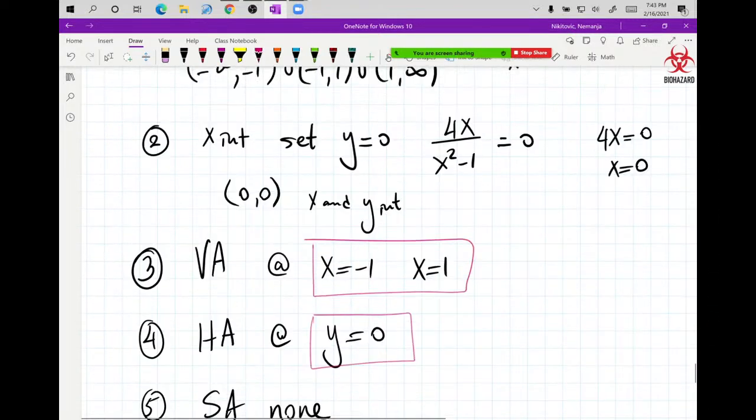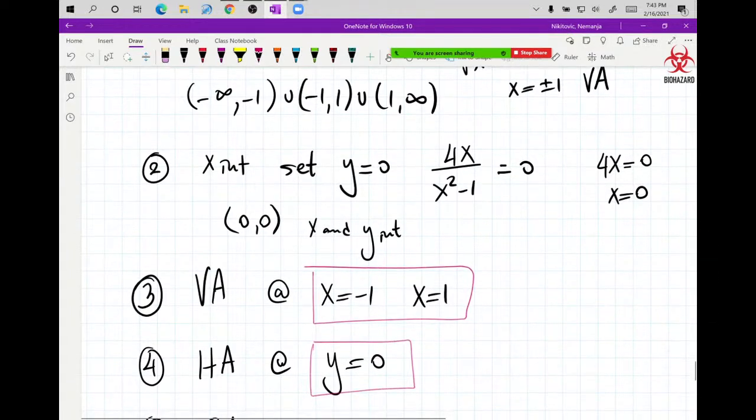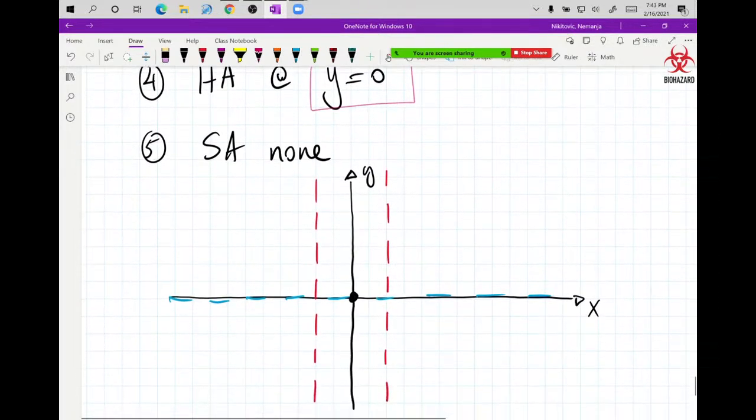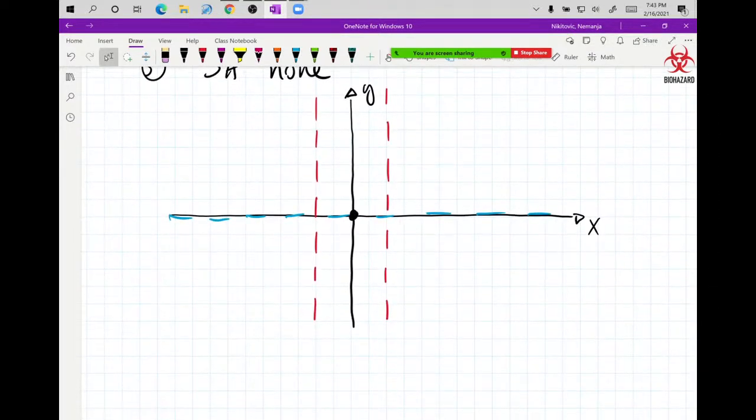Okay. I placed down all of the information that I had on this graph. I have the 3 asymptotes, 2 vertical, 1 horizontal, and I have this x-y intercept at the origin. I don't have any more info. Like, that's it. So now what?